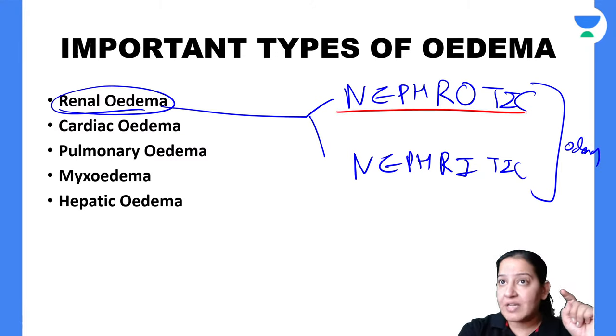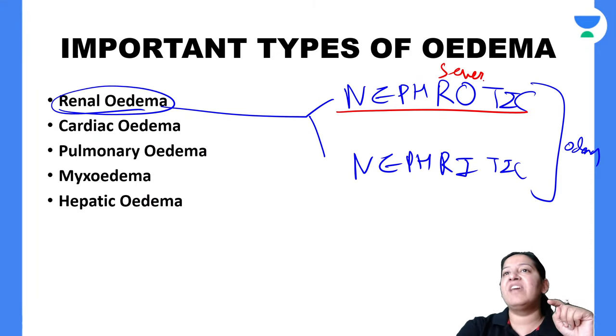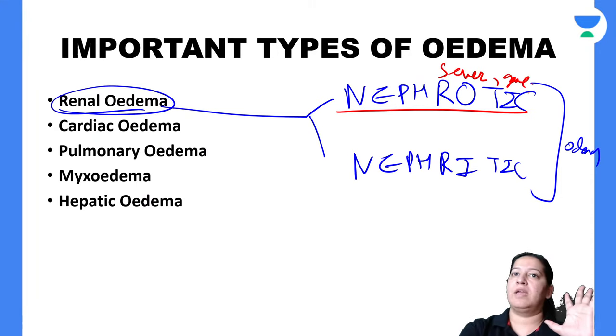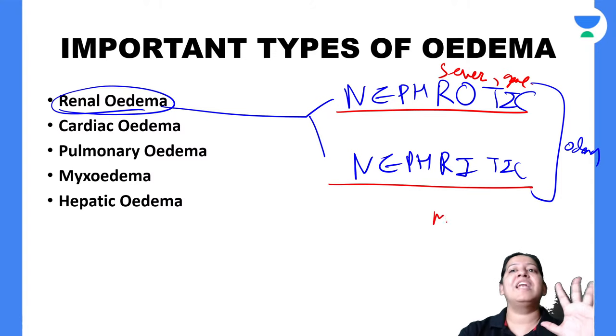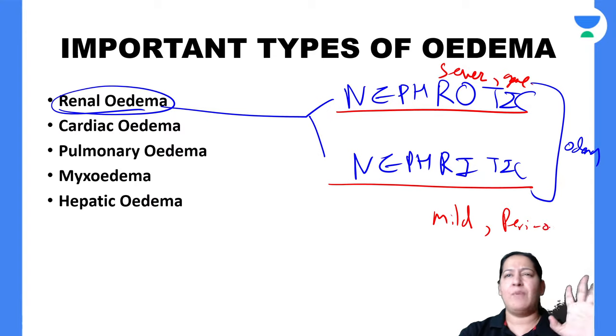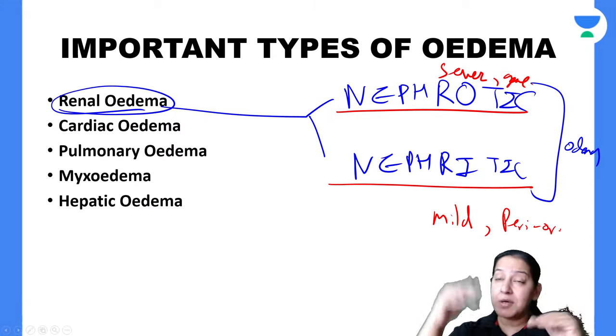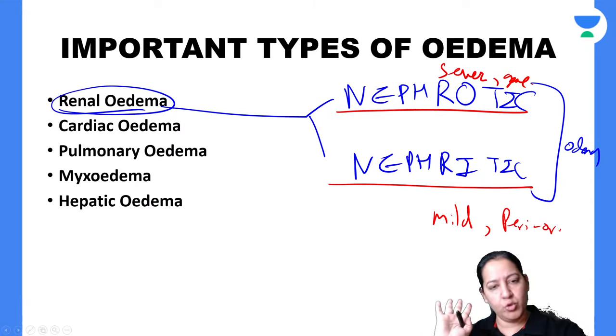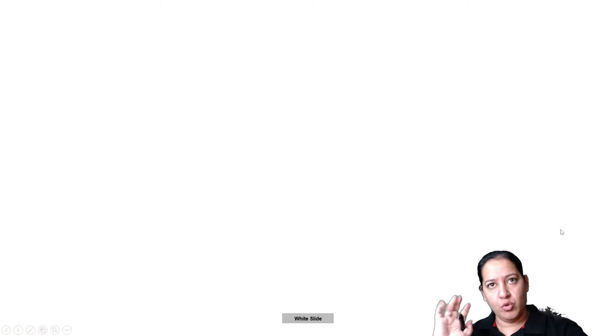But in nephrotic syndrome, the edema is severe and it is generalized throughout the body. Right? In nephritic syndrome, the edema is mild and it is present only periorbitally. Periorbitally, it is very mild. Right? And the cause is different. Okay. I will draw two human beings in front of you. Two patients in front of you. Okay. I will try. It is difficult.